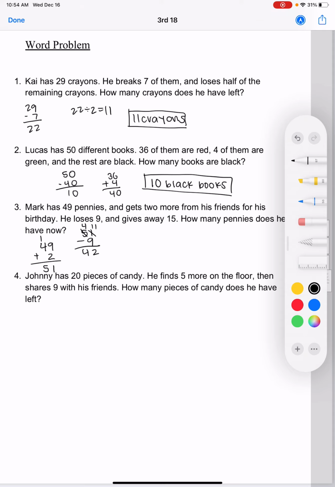But that's not the end. He also gives away 15. So 42 minus 15. Change that to a 12 by bringing over a 10 from the 4, and the 4 becomes a 3. So 12 minus 5 would be 7, and 3 minus 1 would be 2, and that's your final answer. He has 27 pennies left.